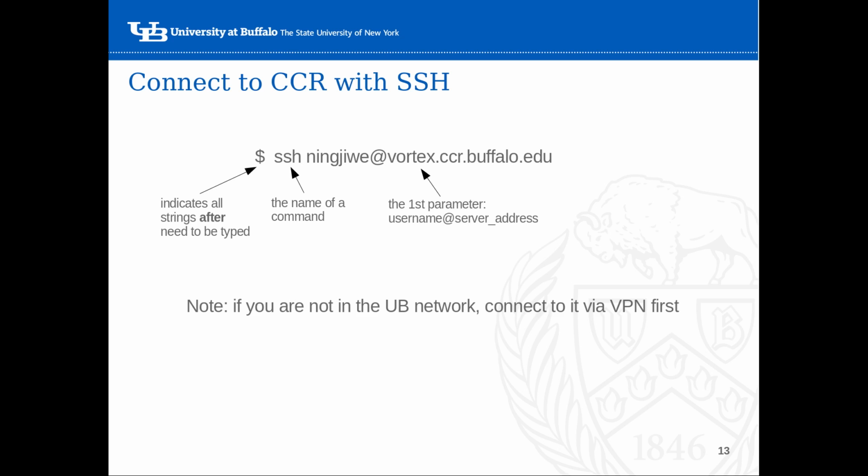So right now you can directly input this command line to connect to the CCR server. But if you are at home, that means you are not in the UB network. You need to do this first. You need to connect to the VPN first. I think everyone knows that. If you don't, this is a website you can go to. It has all the steps.